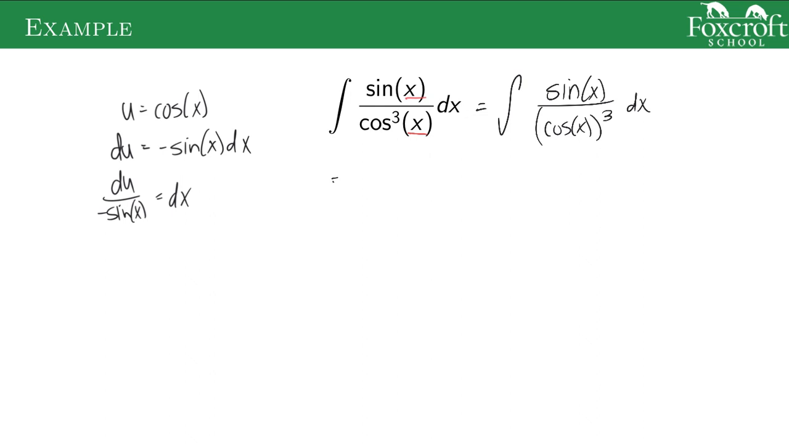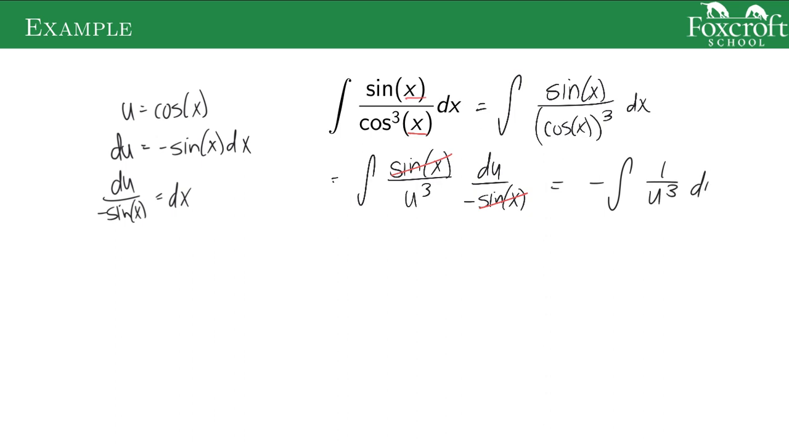And so now my integral is going to be sine of x over u cubed. dx is du over negative sine of x. And my choice for making u cosine of x worked out because the things with the x's cancel out. I just have this extra negative sign, so that negative sign that hasn't gotten canceled out, I'm just going to put at the front. 1 over u cubed du.